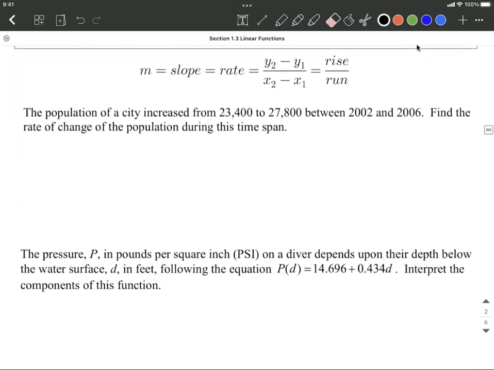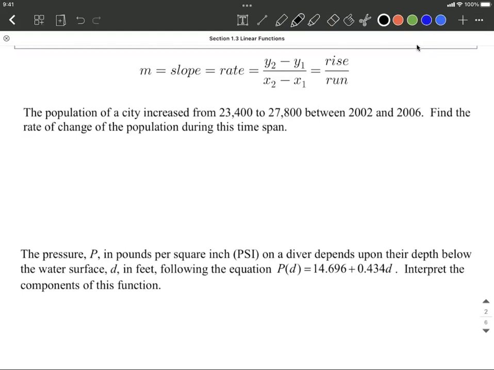All right, so as we take a look at this one, I have our slope formula here. Remember, m is the slope, or the rate of change. Here's our slope formula. Another way we can visualize this is rise over run, a comparison of the change in y values over the change in x values. I typically use this whenever I'm using a graph and trying to figure out the slope from the graph.